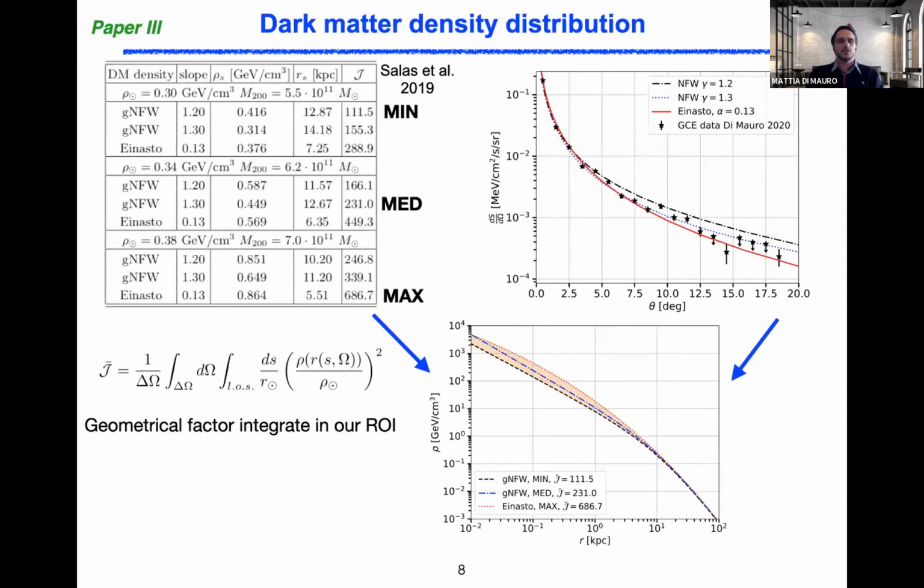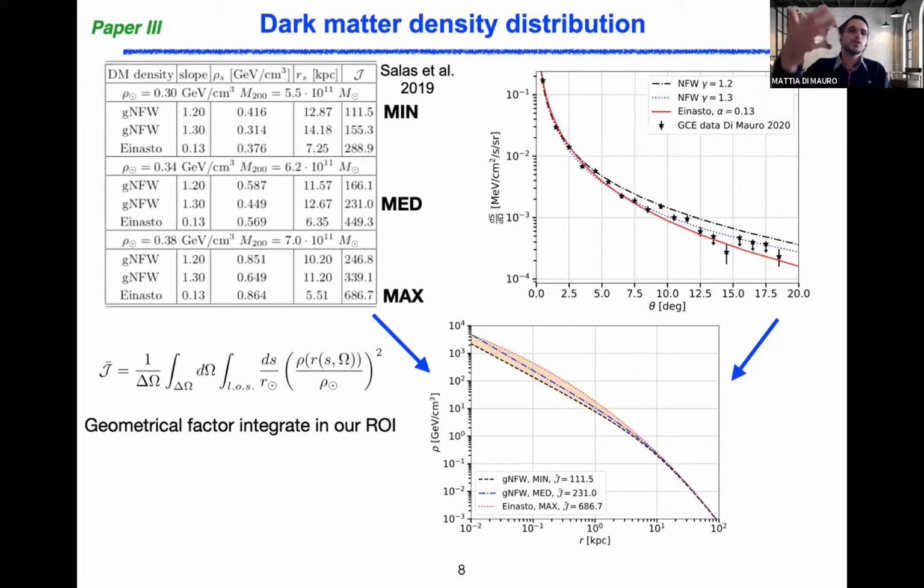Okay, now I will spend the last part of my talk on the dark matter interpretation. The first thing we have to do is to determine the dark matter density. We use the Salas et al. 2019 paper, where there are 3 different models, with a range of local dark matter density between 0.3 and 0.38. And using these 3 models and 3 different choices of the dark matter density profile that are compatible with the surface brightness of the galactic center excess, we find 9 different scenarios for which we calculate the geometrical factor that is important for the prediction of dark matter in gamma rays.